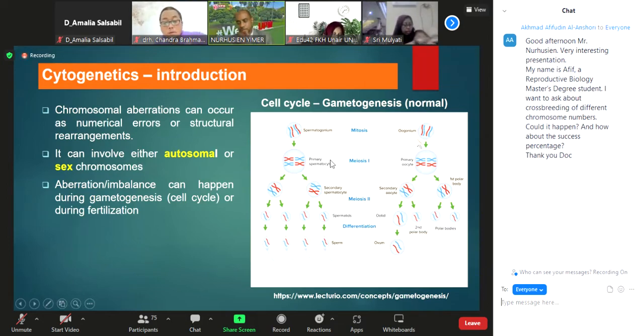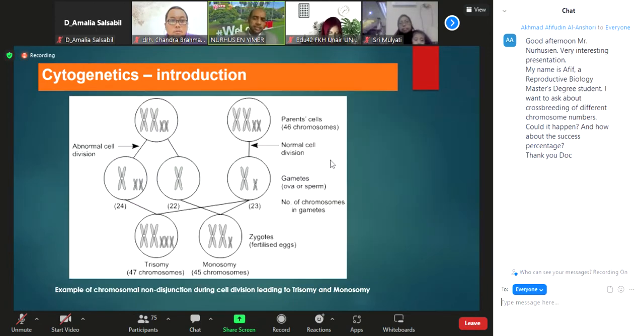Same for oocyte, for the oogonium or genesis. Initially you'll have a diploid number here, become haploid. So all gametes are haploid, as you know. This is an example for you to understand what I mean by this non-disjunction of the chromosomes during the cell cycle and how it leads to problems.